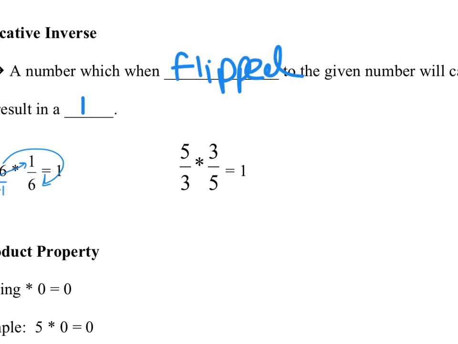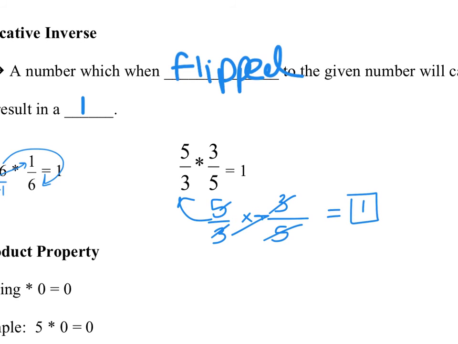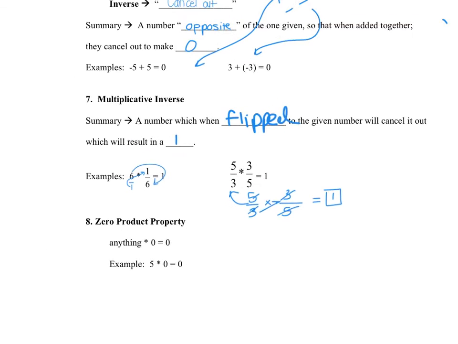It basically says that my numerator will cancel out with my denominator, and my denominator will cancel out with my numerator. So if I start out with 5/3, like I do here, and if I flip it, I'll put my 5 downstairs, and my 3 up. 3's cancel, 5's cancel. When I got nothing left, I got a 1. That is the multiplicative inverse.